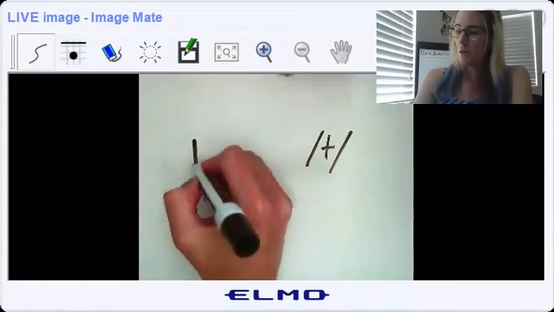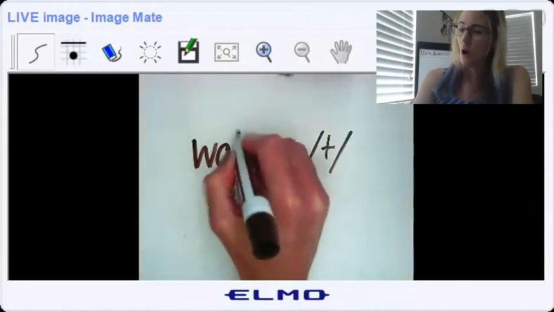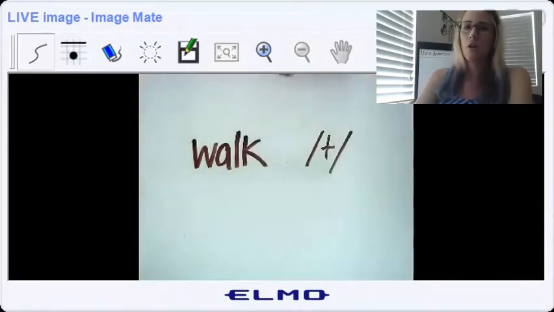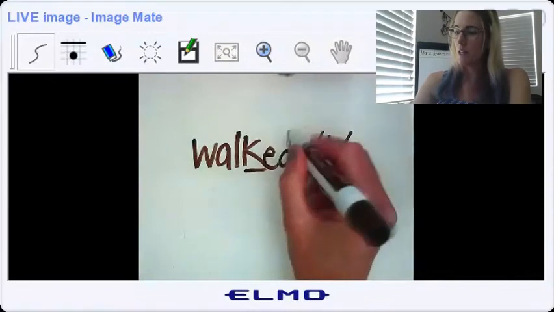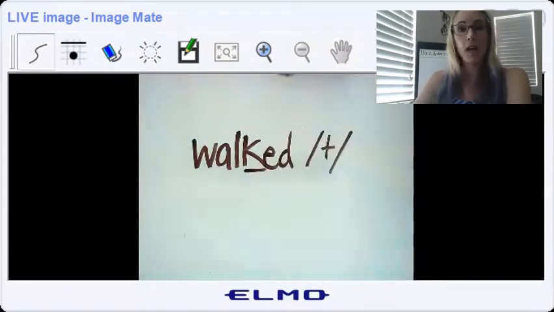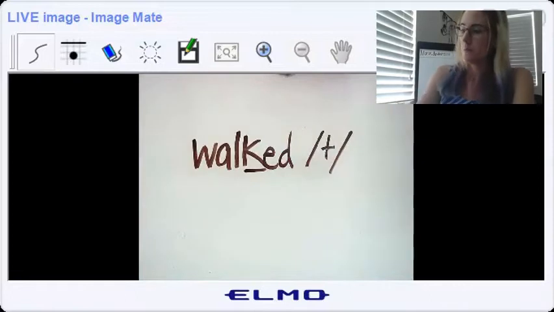This word, again, we still have the k at the end of the base word. So if I want to say it happened in the past, that it already happened, I add my ed. And this word now is walked. Both are unvoiced, walked.